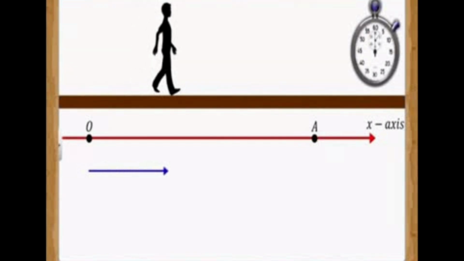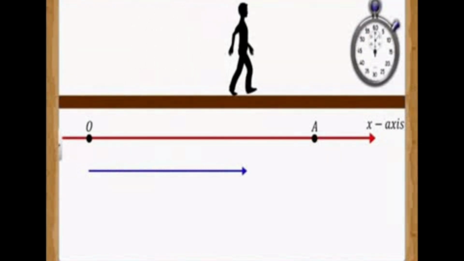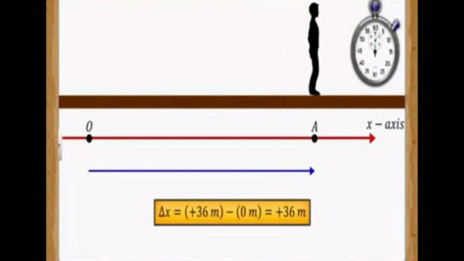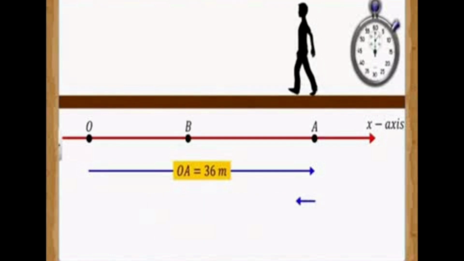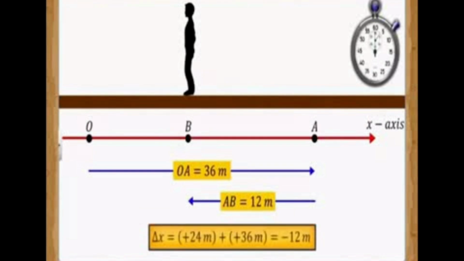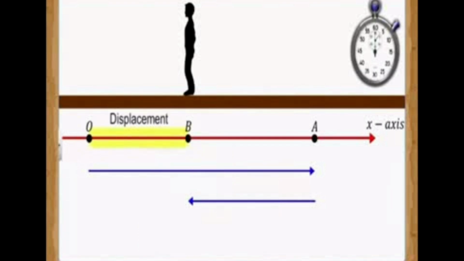Now consider that man traveling from point O to point A on the x-axis. The distance traveled by the object is 36 meters. That is delta x changing from 0 to 36. The difference between 0 and 36 is 36, so it is on the positive side. Suppose he is moving from point A to B in the opposite direction. You can take the 12. In displacement, you have to consider the direction, so it is minus 12. It is in the opposite direction. So from point A to B is the negative direction, that is minus 12.